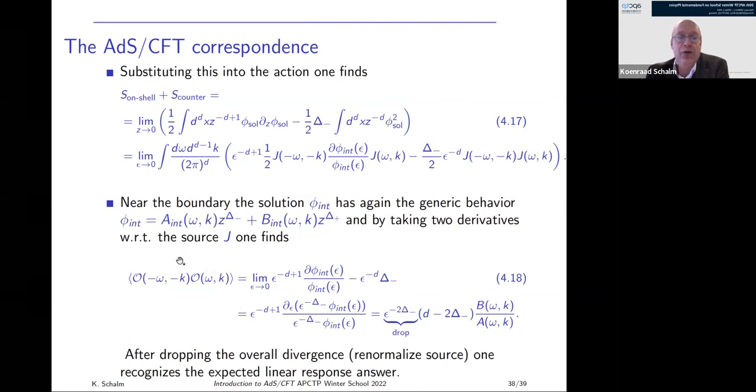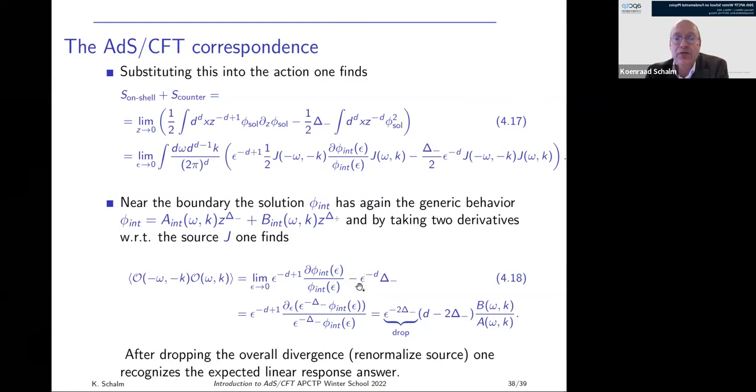Now I can compute O, the 2-point function, because I just take two functional derivatives with respect to the sources J. That's very easy. I have the two J's and I can essentially just drop them, and I get the following parts. I get this epsilon to the d plus 1 minus d plus 1 part. I get this part, d phi interior divided by phi interior. And then I get this part that controlled the divergence in the system. Okay.